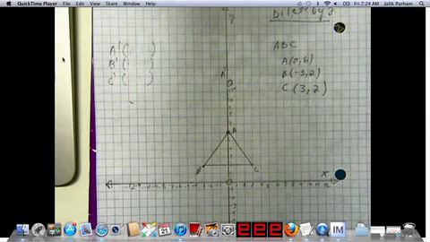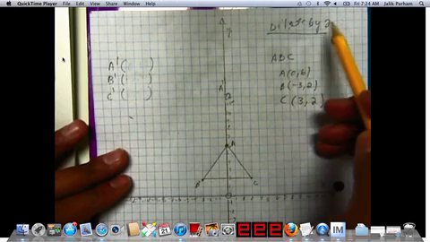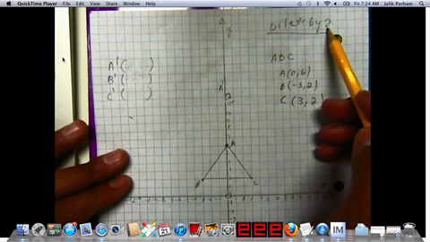In this video, we're going to practice dilation. A dilation is basically making a figure larger or making it smaller. And they'll always tell you if it's going to be bigger or smaller. Here, the dilation or the scale factor is 2.